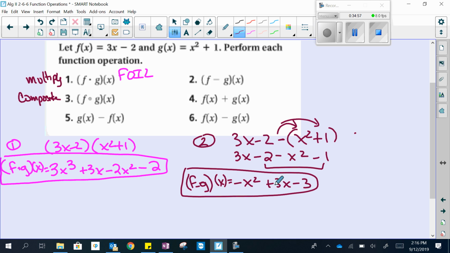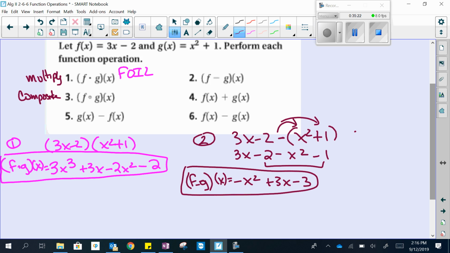Why did I write it that way? I wrote it in standard form, highest exponent to lowest exponent, but we haven't gone over standard form, so you can write it in any order you want. So if you wrote 3x minus x squared minus 3, that would still be okay. I just wanted to show you how you can move things around as needed. All right.